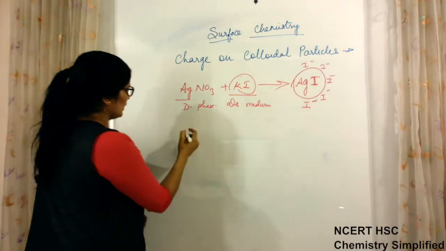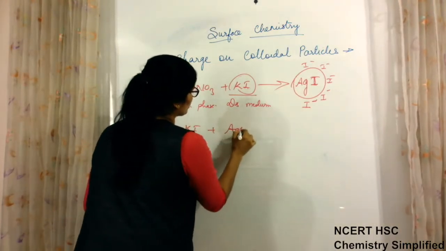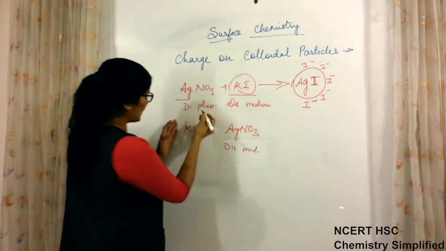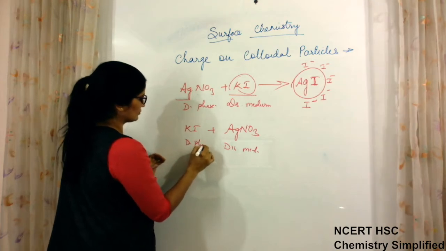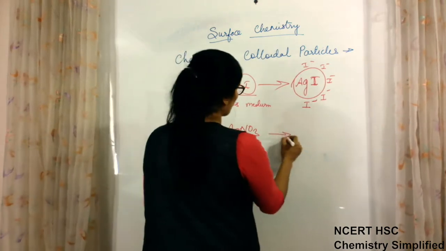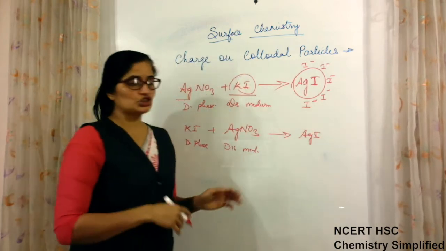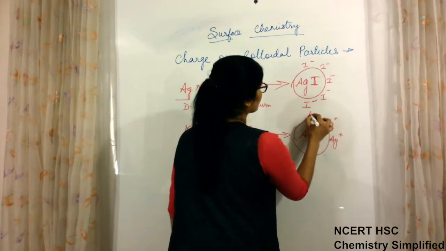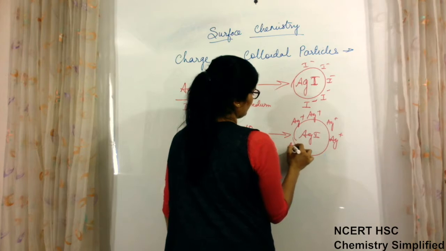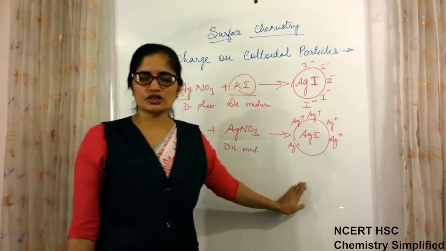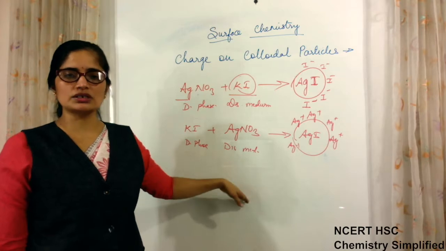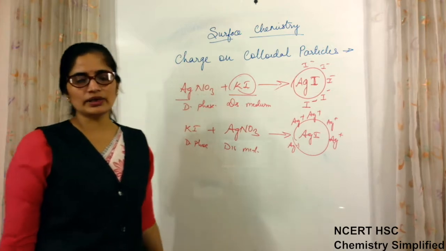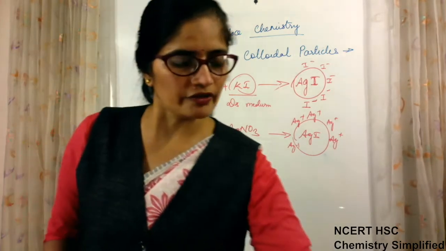Okay, in the same way, if KI is added to AgNO3 solution, it means the dispersion medium is AgNO3 and the dispersed phase is KI. In that case also the product formed will be AgI, but the charge which is adsorbed on the surface is Ag positive. So it forms a positively charged sol. The same substance can form a positive or negative charged sol depending on the dispersion medium which is available. So this is the particular property of colloidal solutions.